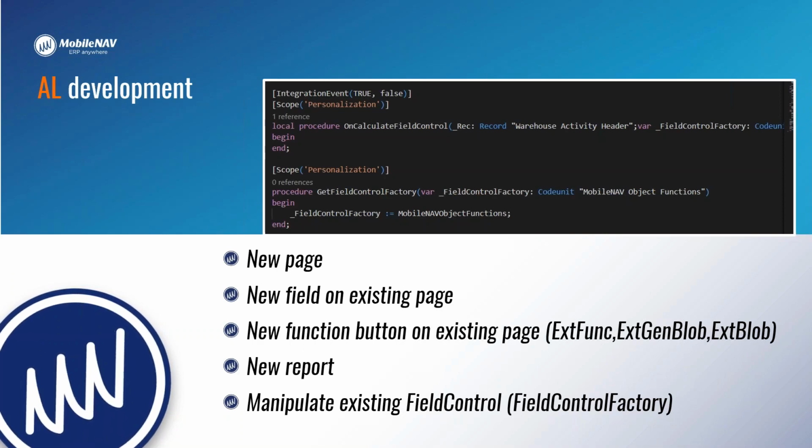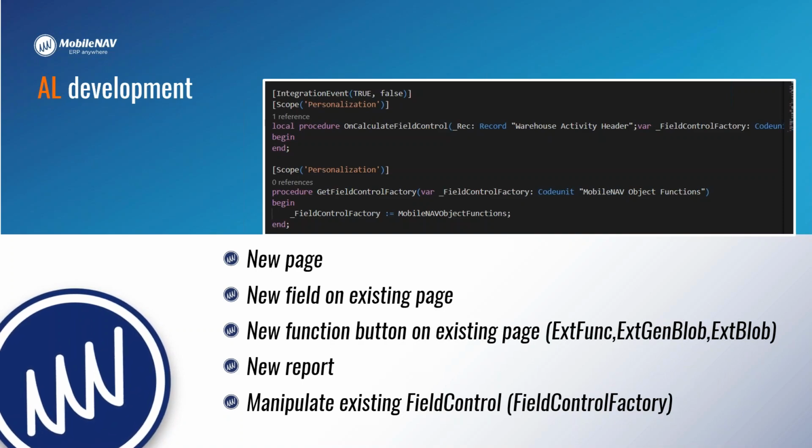The first option is to create a new page. That is not a big deal. You can create as many new pages as you wish. This will work the very same way. You create a new page in your AL extension, which is based on MobileNAV, and then the rest of the configuration is the very same, just before you can configure your fields, etc. So that does not change.